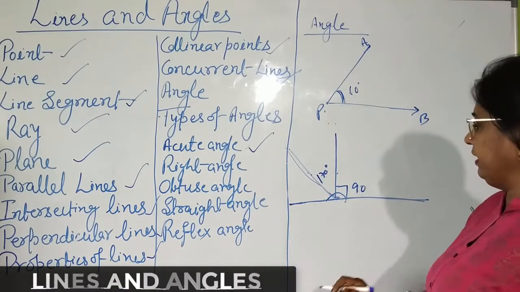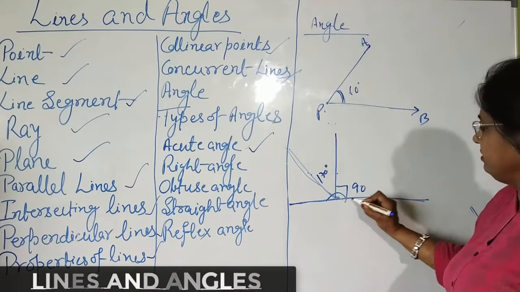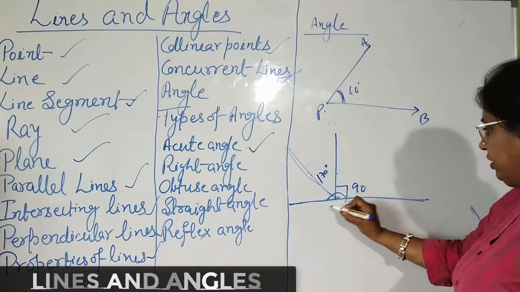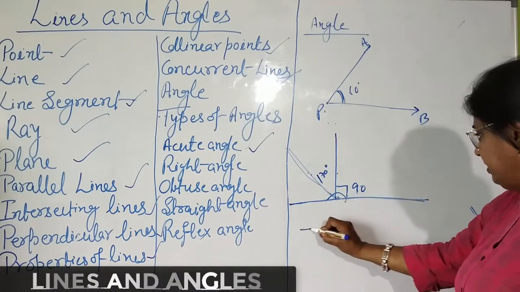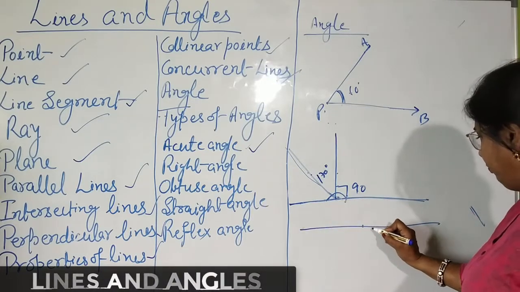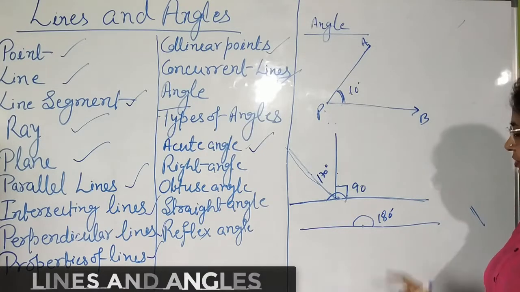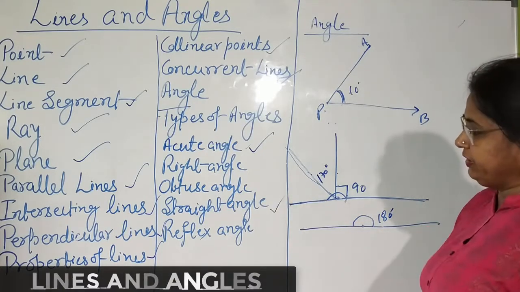Now a straight angle. A straight angle is a 180-degree angle. It is absolutely straight at any point. A 180-degree angle is a straight angle.